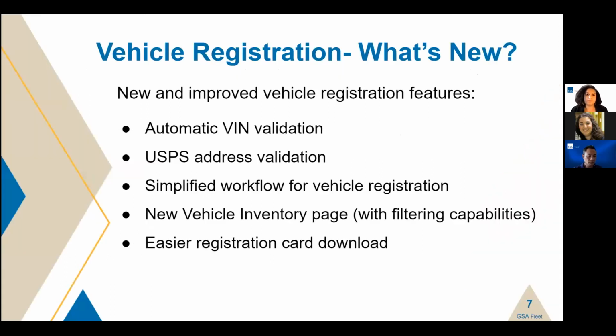So if you're able to do all of these things that you're able to do in FMVRS, let's take a look at what's new. We've added some things to make processes easier for you to go through in vehicle registration. We've added automatic VIN validation, USPS address validation, a simplified workflow for vehicle registration, a new vehicle inventory page with filtering capabilities, which will make it easier for you to search for things, and an easier registration card download process. You'll be able to click and download and print your registration card.